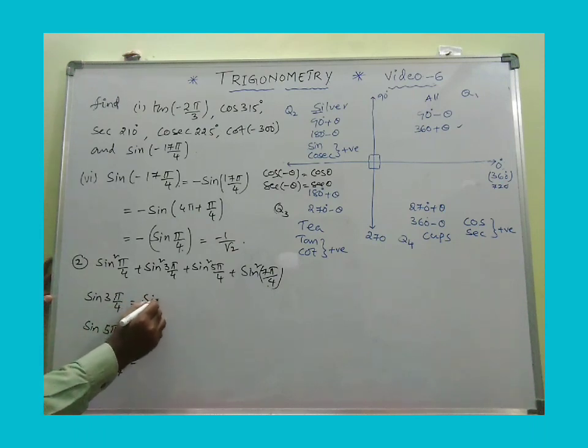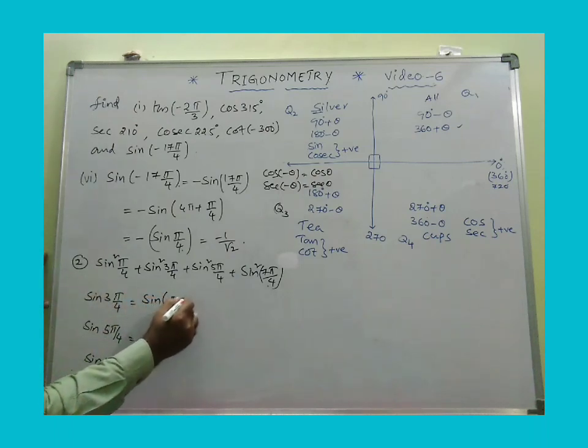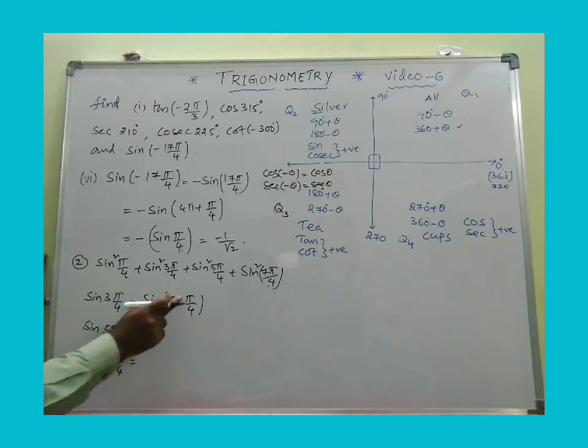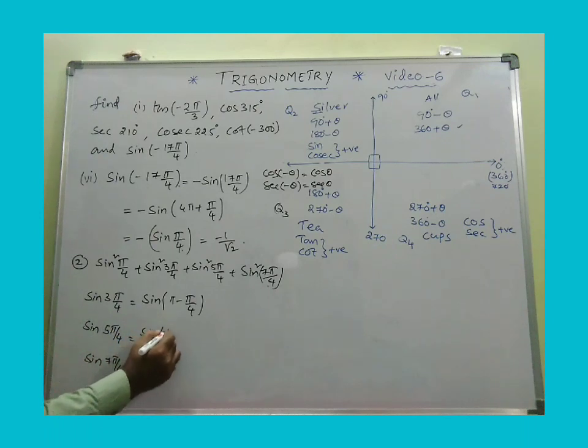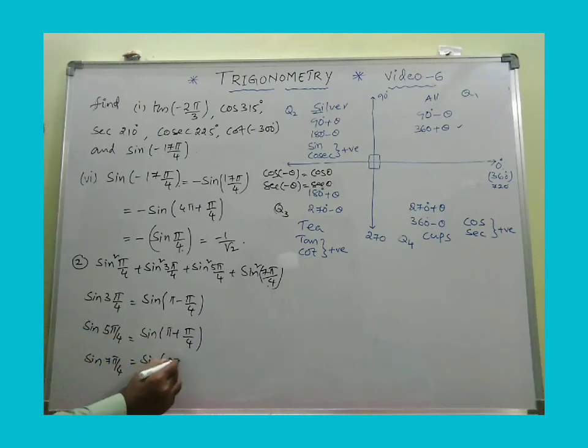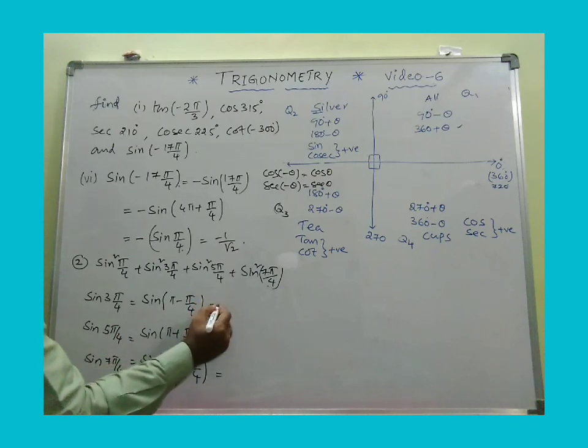See, I can write 3 pi by 4 as pi minus pi by 4. Am I right? Pi minus pi by 4. 4 pi minus pi, which is 3 pi by 4. Can you guess what about this one? I can write it as pi plus pi by 4, which is 5 pi by 4. And coming to this one, 2 pi minus pi by 4. Is it okay? 8 pi minus pi, 7 pi by 4.